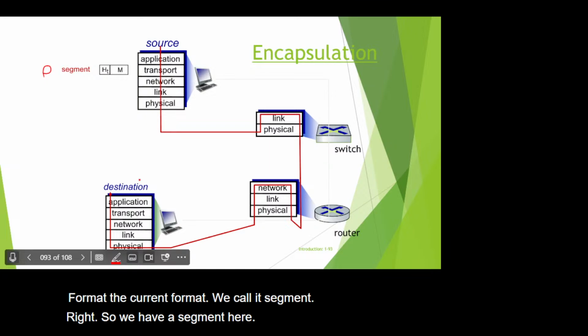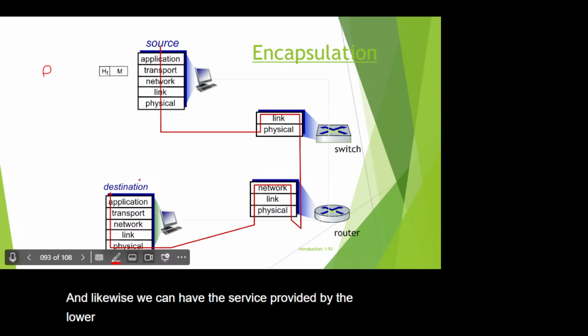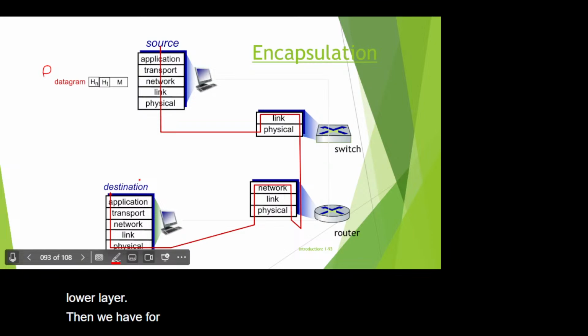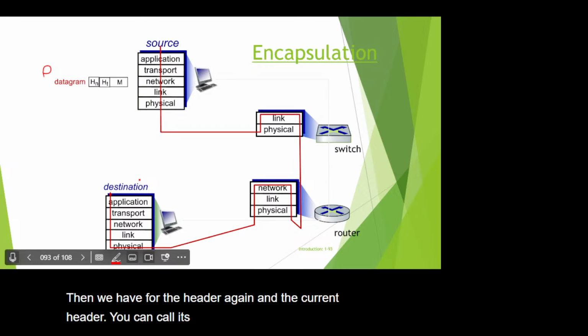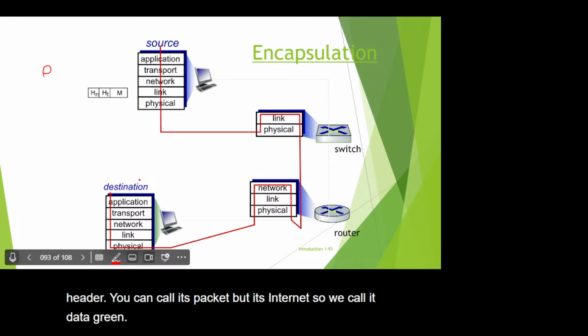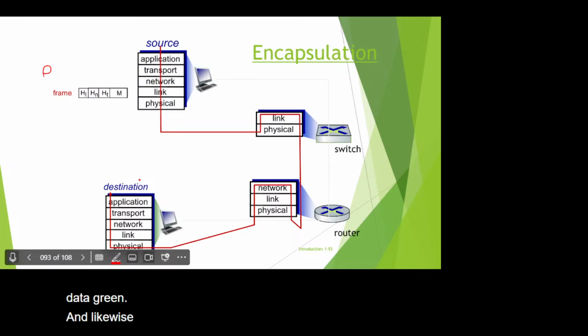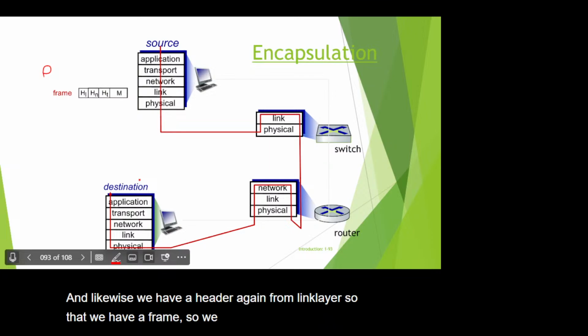And likewise, we can have the service provided by the lower layer. Then we have the header again. And the current one, you can call it packet, but it's internet, so we call it datagram. And likewise, we have a header again from the link layer, so that we have a frame. So we have a message, and then we have a segment, then datagram, and finally it's frame.